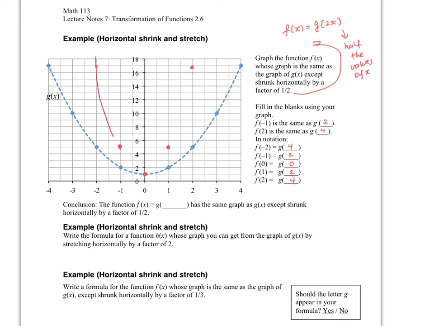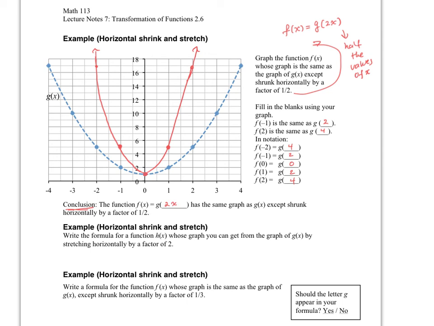So this is what we mean by horizontal shrink by a factor of 1/2. So therefore the conclusion, which I already told you on the top, is that the function f of x is the same thing as g of 2x.